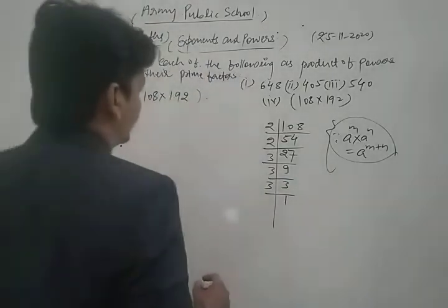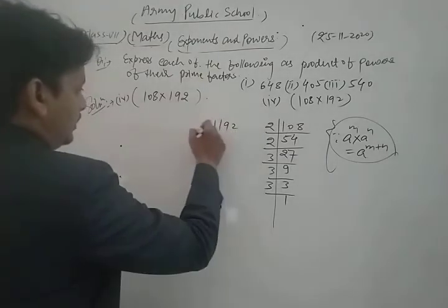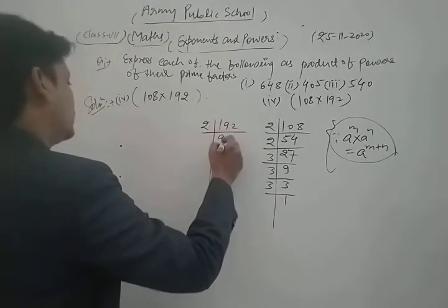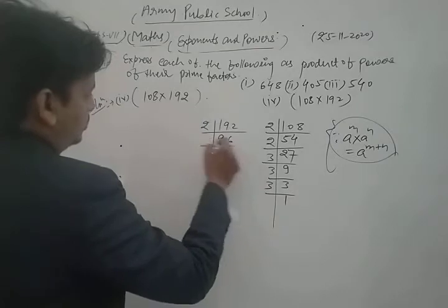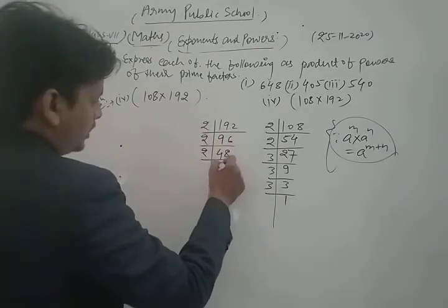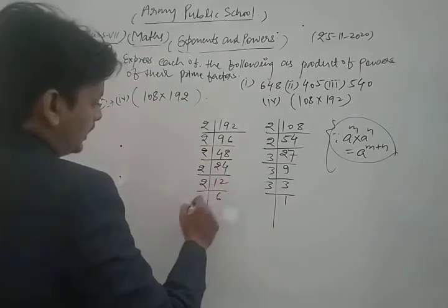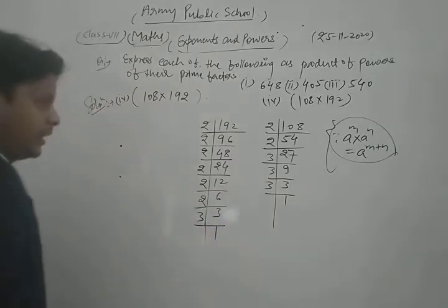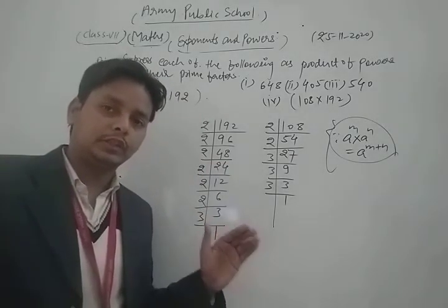Again, now we do the prime factorization of 192. Let's see. 192, again by 2, 2 9s are 18, 1 2, 6, again by 2, 2 4s are 8, 2 8s are 16, again by 2, 2 2s are 4, 2 4s are 8, again by 2, 2 1s are 2, 2 2s are 4, again by 2, 2 6, again by 2, 2 3s, now from 3, 3 1s. Okay, now dear friends, we have the prime factorization of each number.